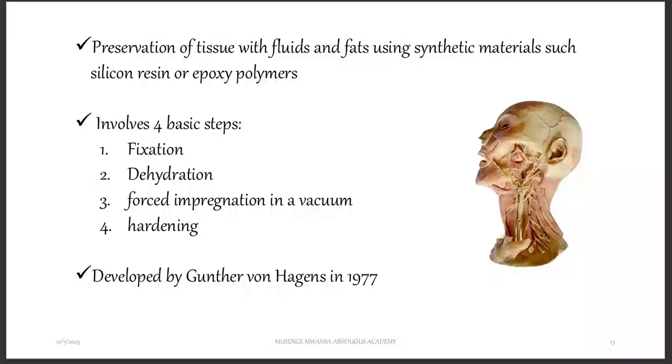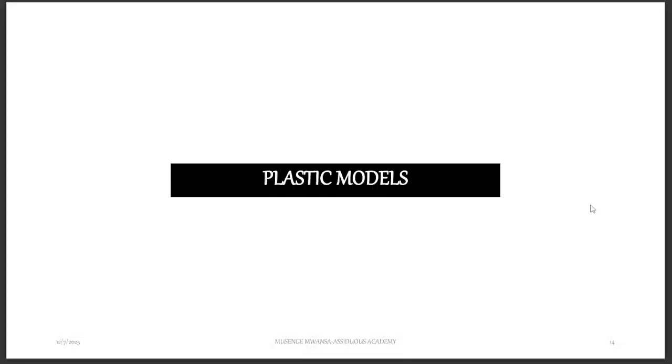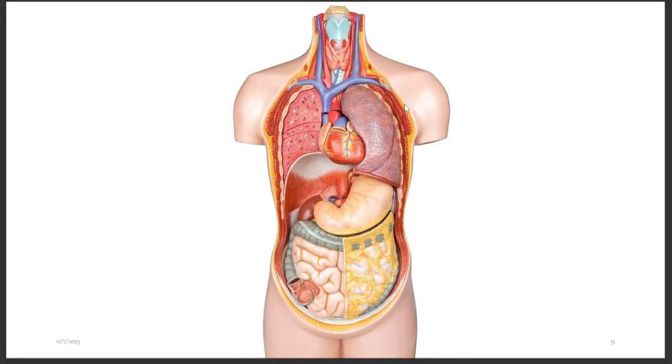Plastinated cadavers is basically where you preserve a tissue by replacing its fluids using synthetic materials, like for example silicone resins or epoxy polymers. And then you can also use plastic models, and these are the ones that you used in high school. These are plastic models to study the parts.